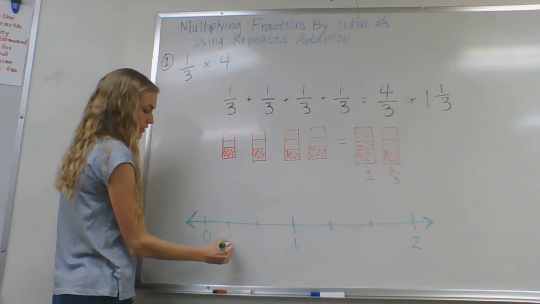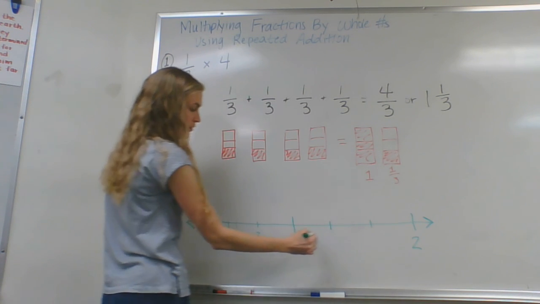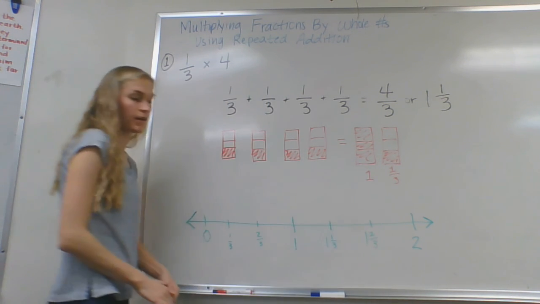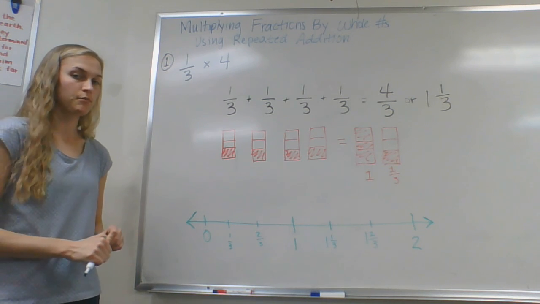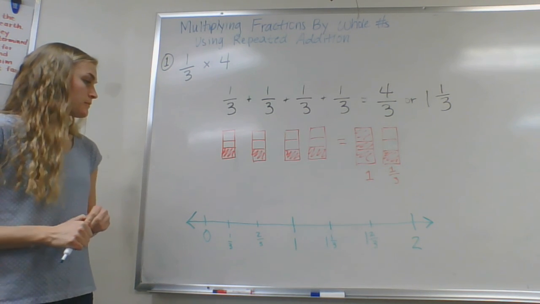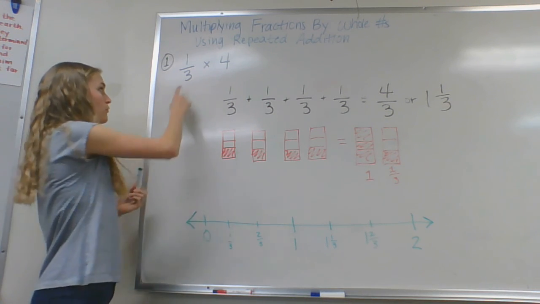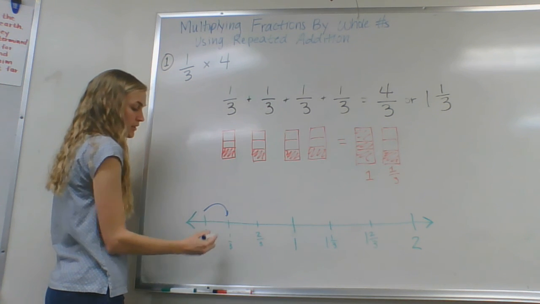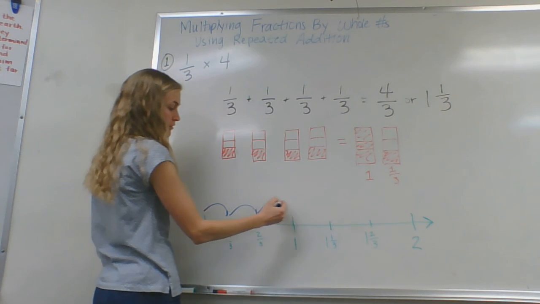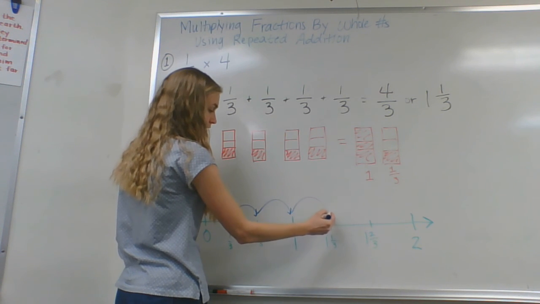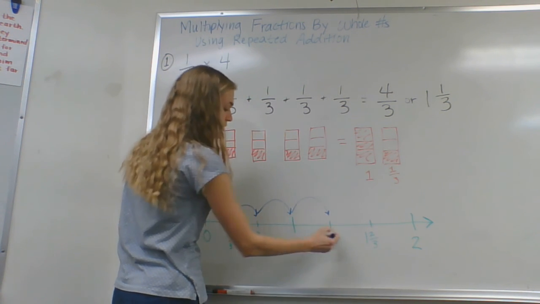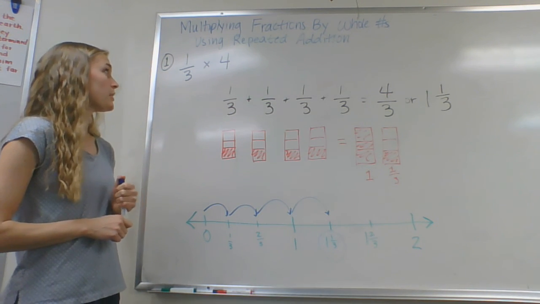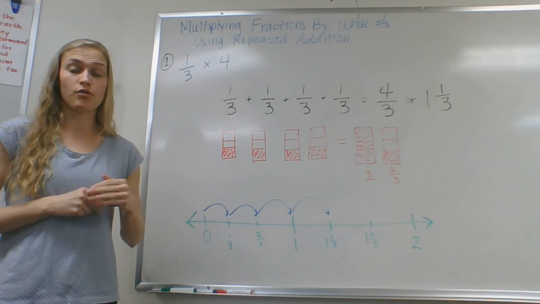So like this would be 1/3, 2/3. This would be 1 and 1/3. That'd be 1 and 2/3. So you'll be given the number line, you won't have to make it, but today you have to draw it in your notebook. And then you're going to show 1/3 times 4 on this number line. Okay? There's 1/3 times 1, times 2, 1/3 3 times, and 1/3 4 times. And that brings you to your 1 and 1/3. Okay? So we're going to be using repeated addition today, and you're going to have to show it in several ways.